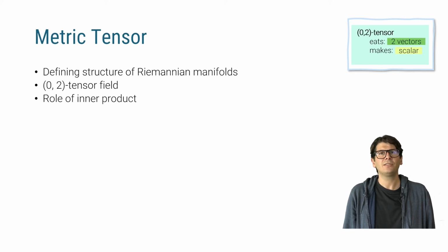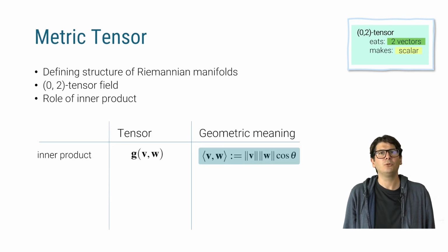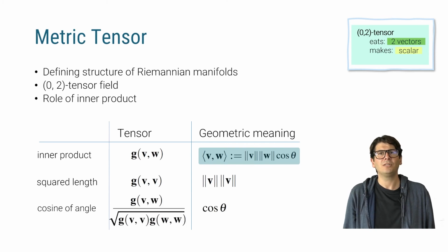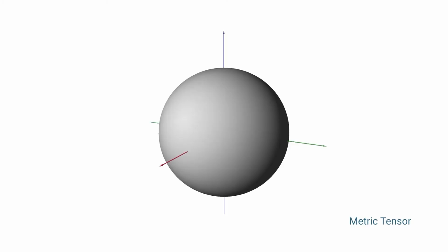The metric tensor has the role of the inner product. It evaluates to the product of the length of both input vectors multiplied by the cosine of the angle between them. This allows us to measure length and angles between vectors. We can calculate the squared length of a vector by using it in both slots of the metric tensor. Likewise, we can calculate the cosine of the angle between two vectors by evaluating the metric tensor and then dividing through the length of the two vectors. The metric tensor takes two vectors as input and computes the inner product of these vectors.